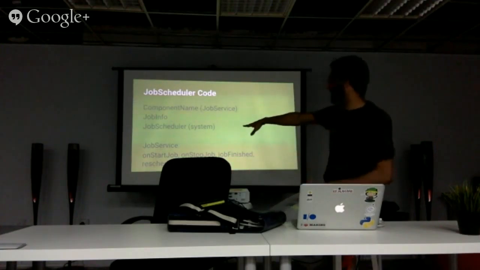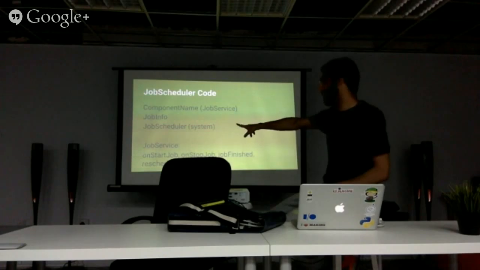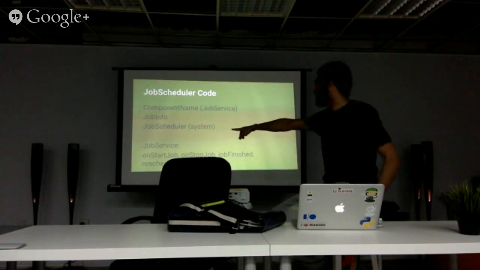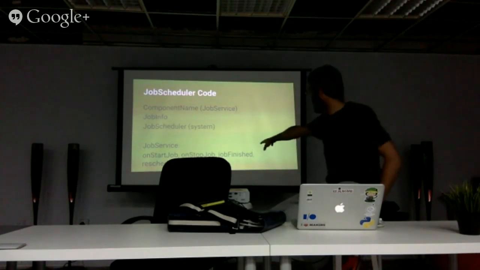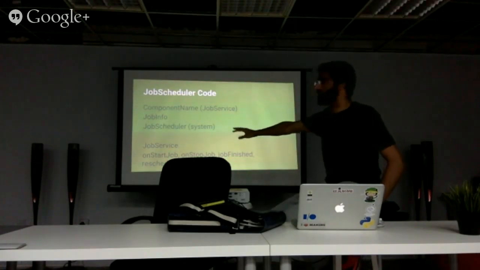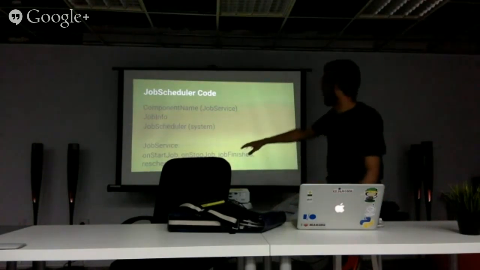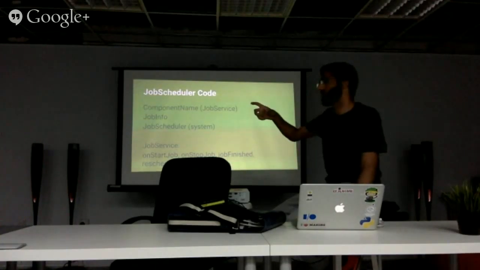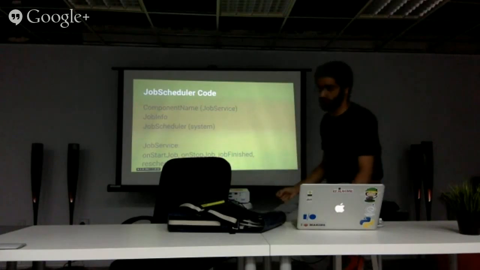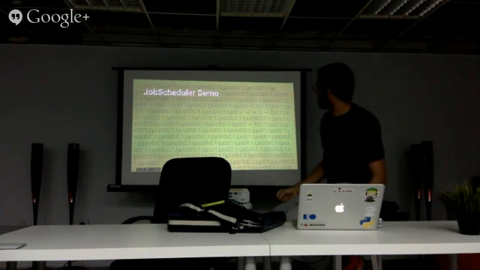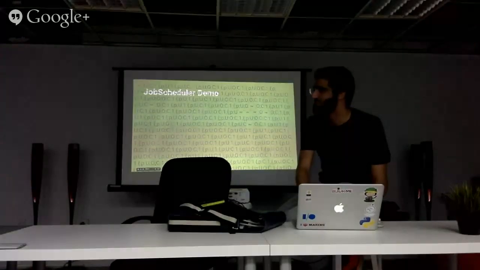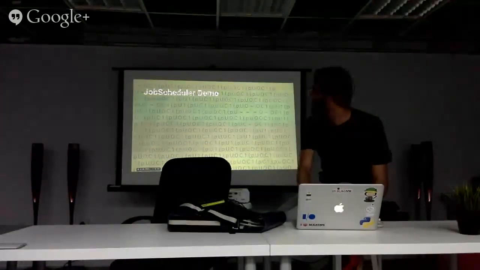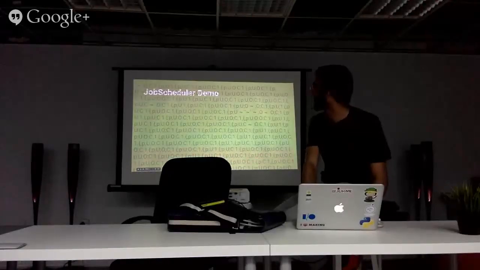In the job service, you only implement 2 methods: onStartJob and onStopJob. If you started your job and you're done, you can call jobFinished, and it will automatically turn off. If a failure happened, you can reschedule in onStart or onStop in the job scheduler. For now, the demo. This is the code of the job scheduler demo.